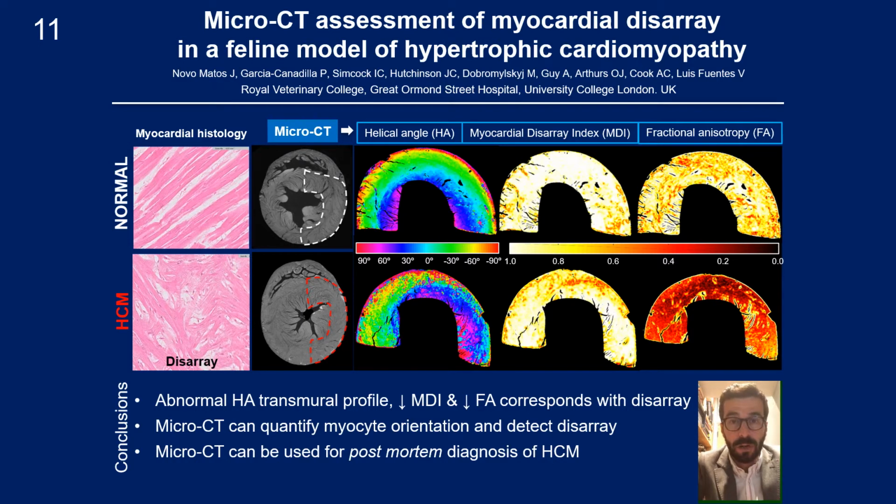In normal hearts, there was a smooth transition in the helical angle across the heart walls and higher disarray index and fractional anisotropy values, while in HCM hearts, the areas of disarray on histology represented disruption of the helical angle and lower disarray index and fractional anisotropy values, shown here as darker areas in the color maps. Our study suggests that micro-CT can quantify myocyte orientation and detect disarray and can be used in the diagnosis of HCM.